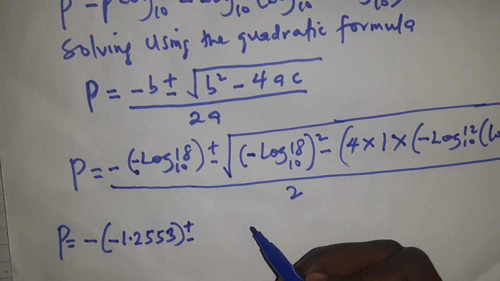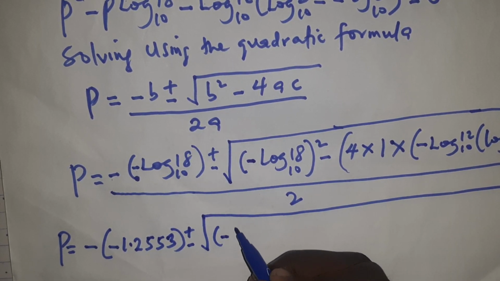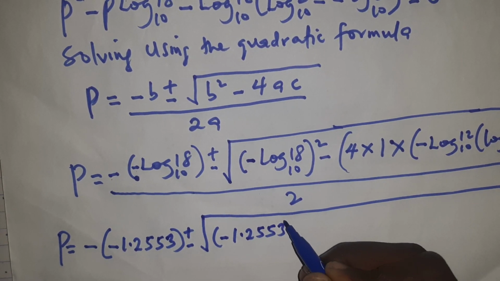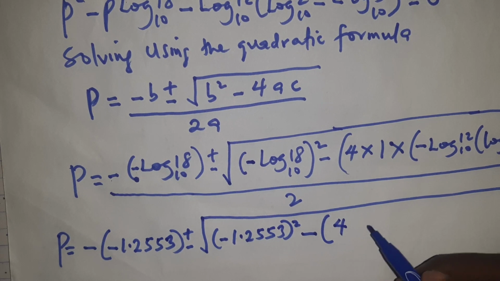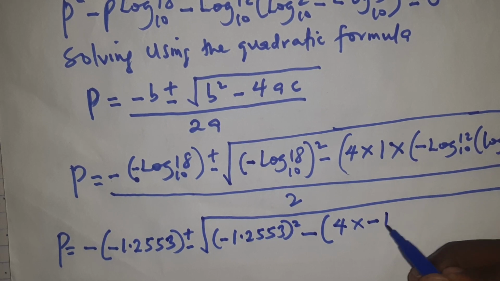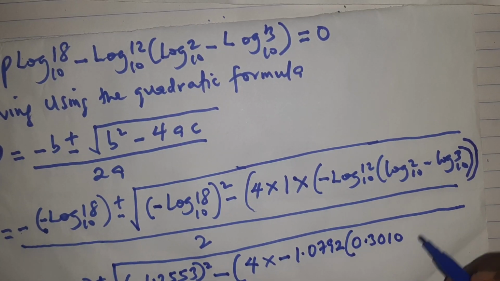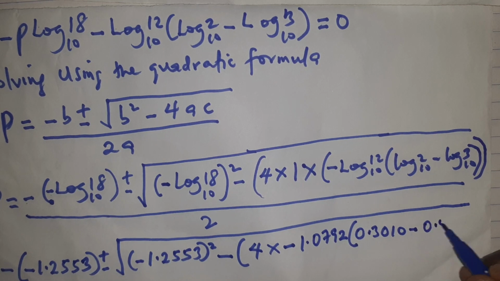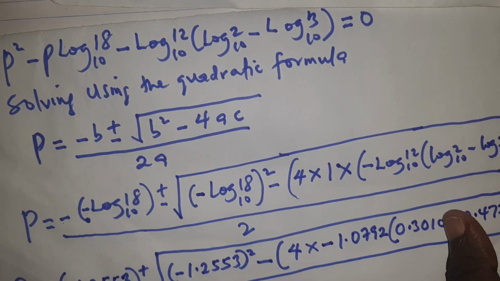You have plus or minus square root, again minus log 18, that's minus 1.2553 all squared, minus 4 times 1 is 4 times, okay, this one is now minus log 12 base 10 will give us 1.0792 if you use your calculator, bracket, log 2 base 10 will be 0.3010 minus log 3 base 10 will give us 0.4771, then you close the bracket. Still everything divided by 2.